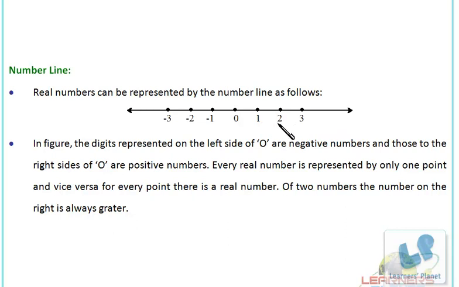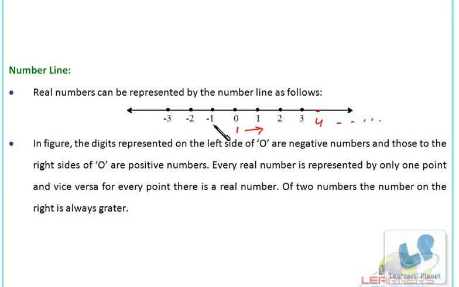That means 2 is greater than 1, 3 is greater than 2, 4 is greater than 3, and so on. So from here, if we move to this side, the order of the numbers is increasing. That means this is the least number and we go on increasing the numbers. But when we move to the left side of the number line, the numbers are decreasing.